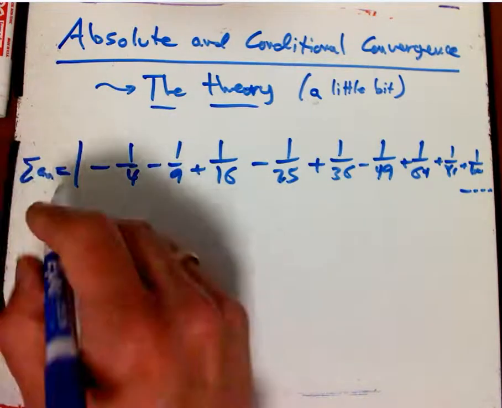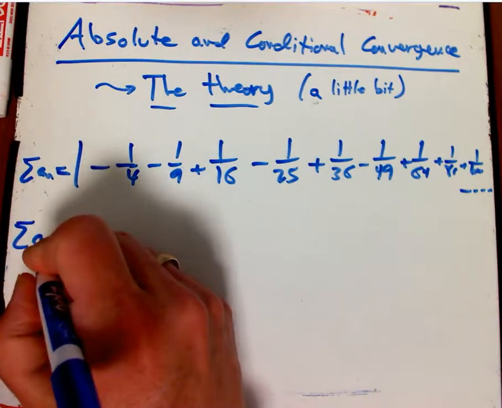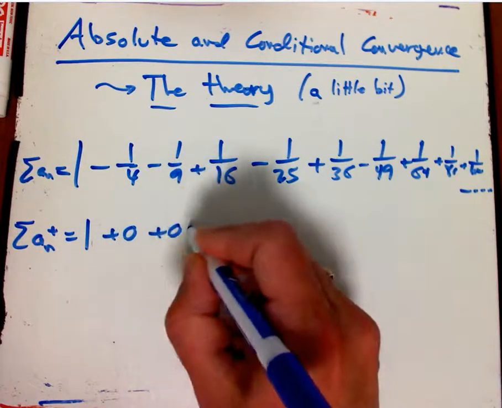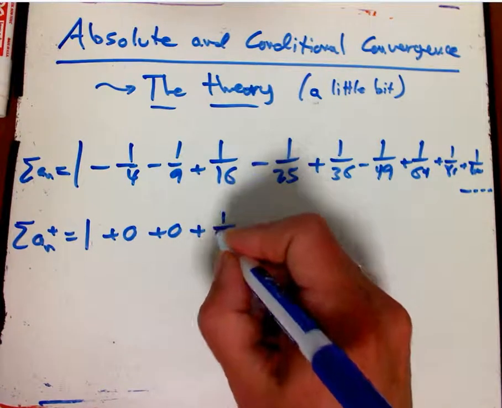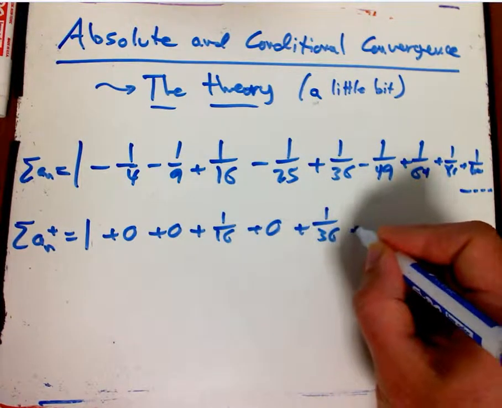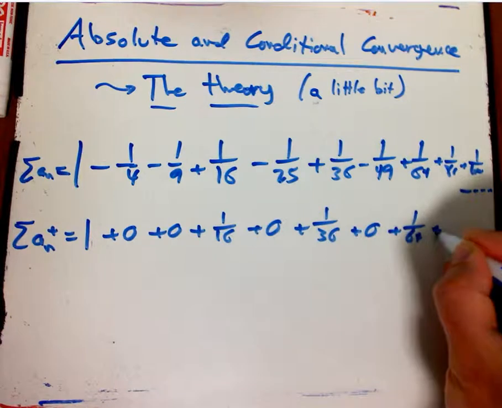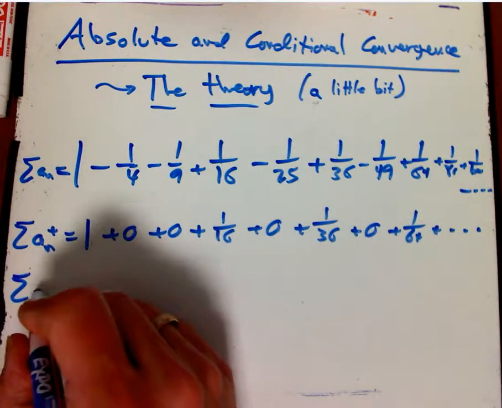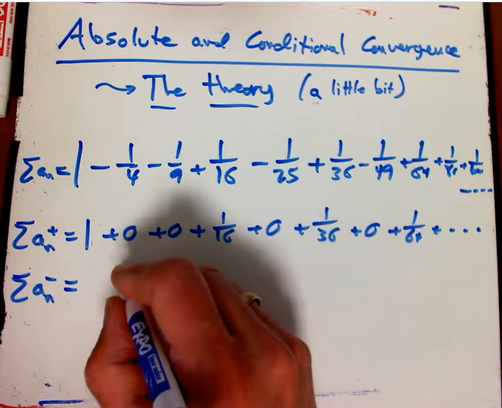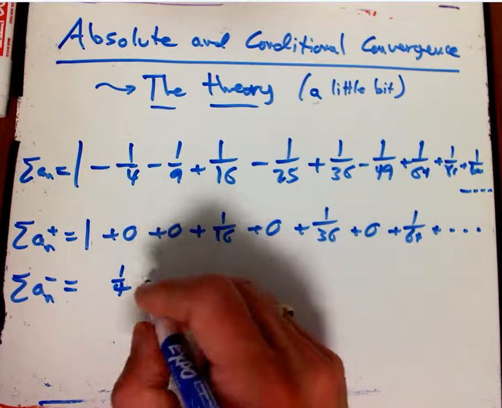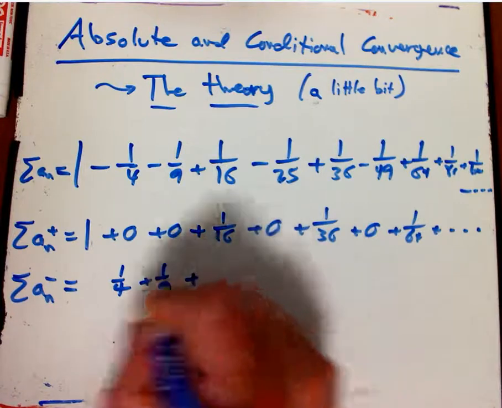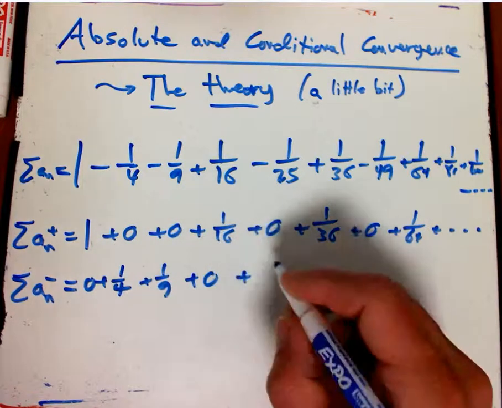And what I'm going to do is create two new series. I'm going to say the plus part is everything with a plus sign, and just zero out the minuses. And the minus terms are going to be the minus ones, but I'm going to actually change them to plus because I want to be able to use theorems about positive term sequences.